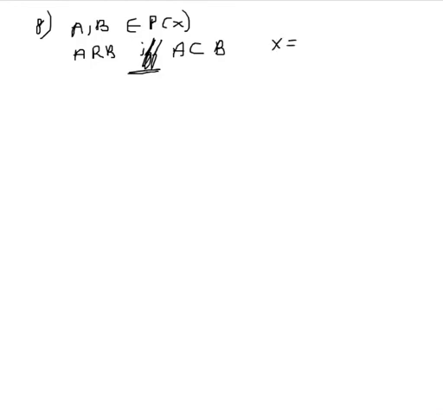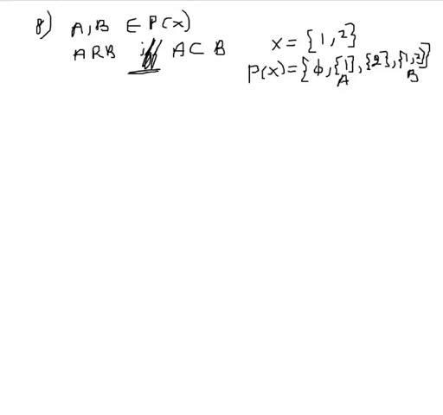For example, X is the set 1, 2 say. So power set of X will be set of all subsets: null set, set 1, set 2, and then 1, 2. This is the power set. So we are taking two sets. For example, A is this, B is this, say. So A is related to B if A is a subset of B. 1 is a subset of 1, 2. So to make you understand P of X, I wrote this example. Now let us write the proof.